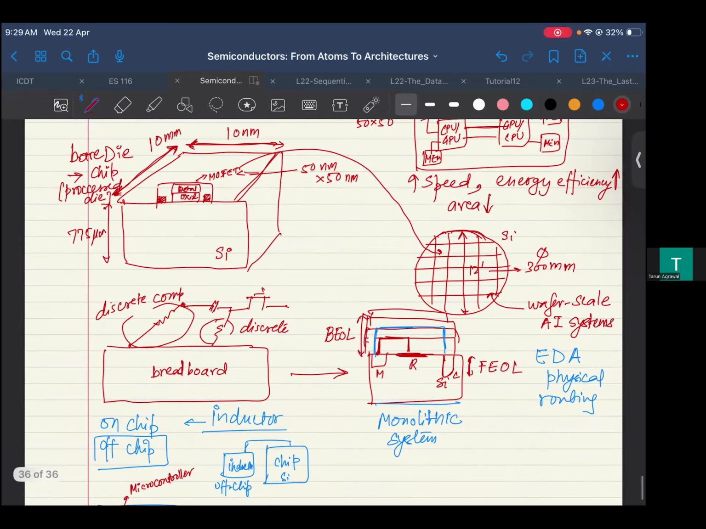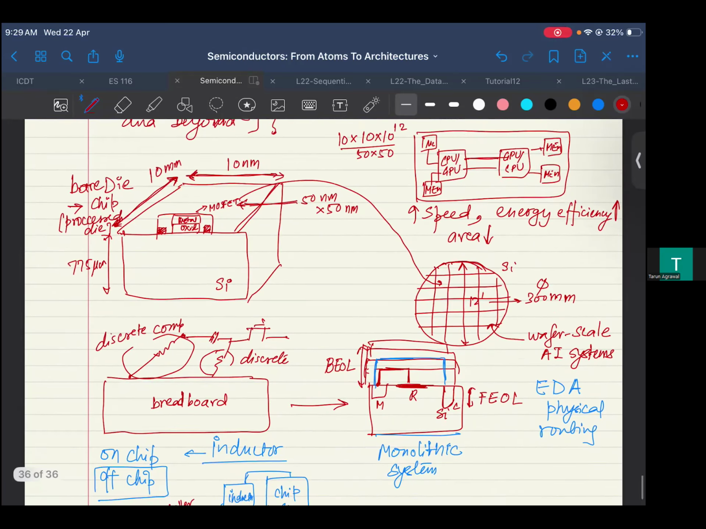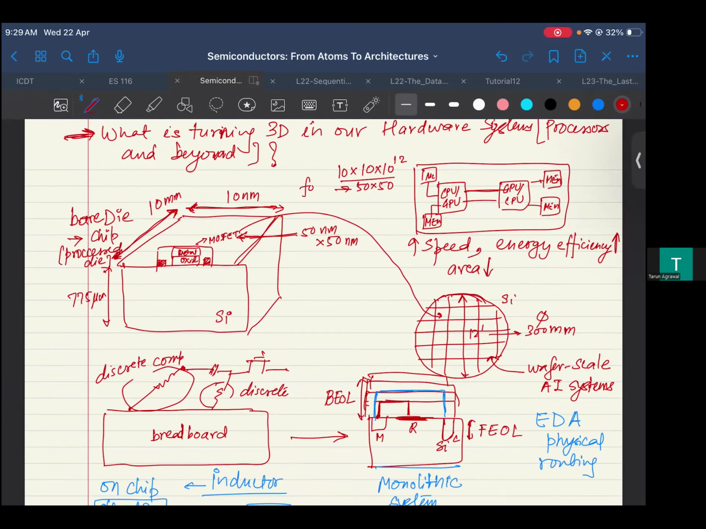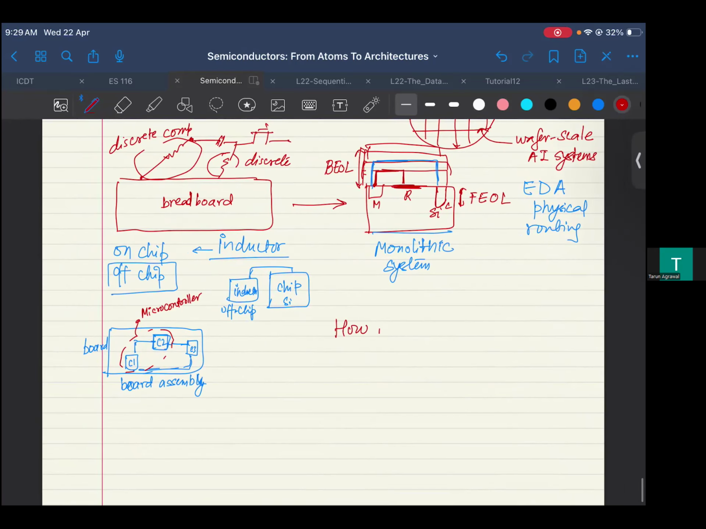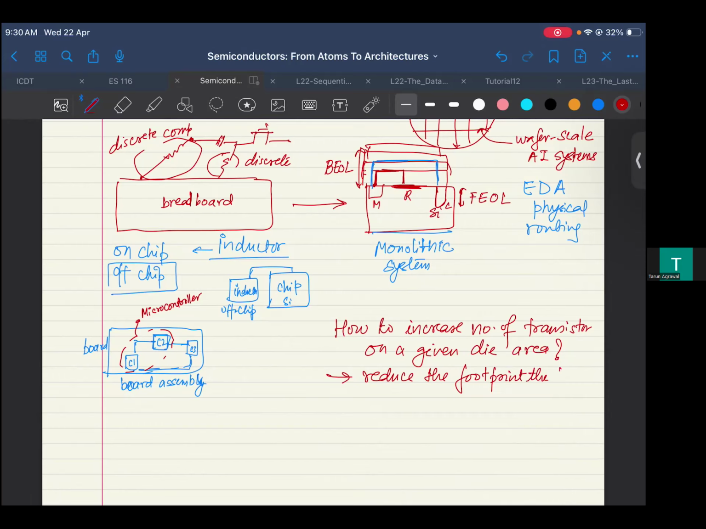So one approach would be, obviously, that you would reduce the footprint of your transistor, right? How to increase the number of transistors on a given die area? First is obviously to reduce the footprint of the transistor.